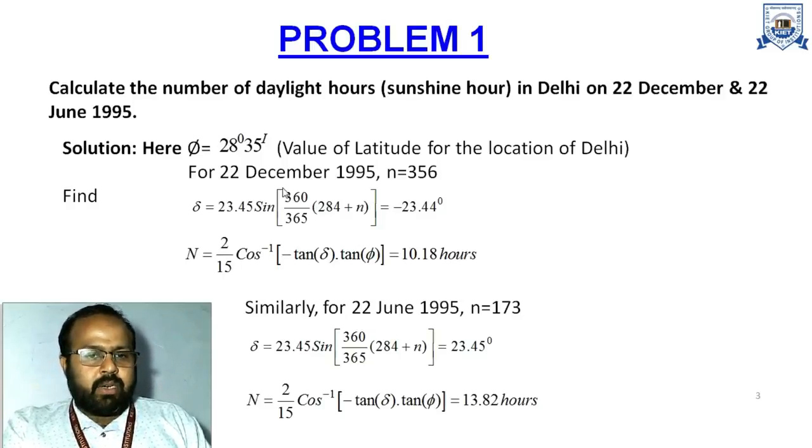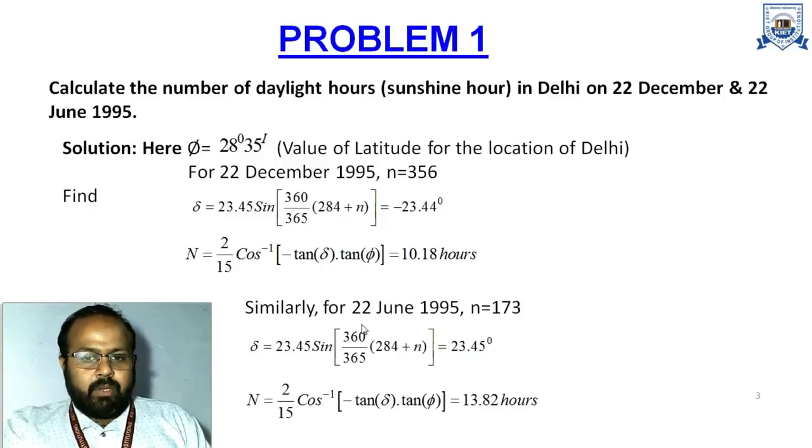The formula for calculating the daylight hours is N equals 2 by 15 cos inverse of minus tan phi tan del. We have the del value and the phi value. Whenever we put in these values, we find the number of daylight hours is 10.18 hours. So this is the solution of problem 1 part 1.